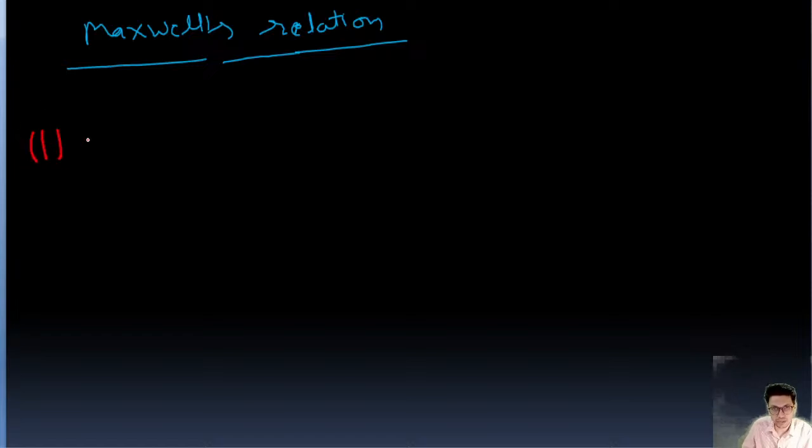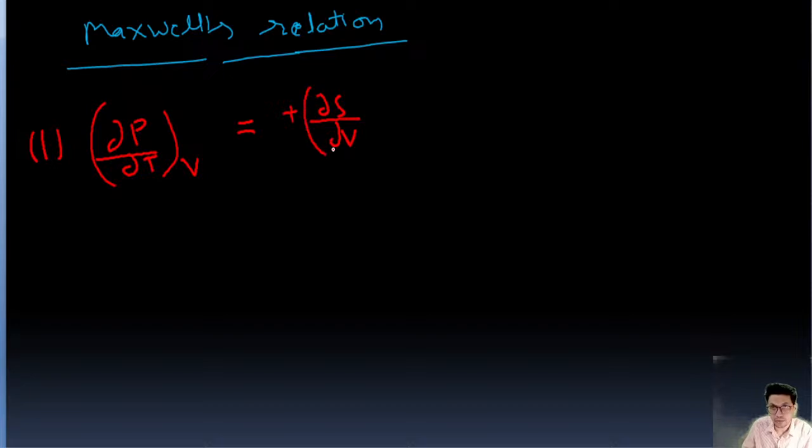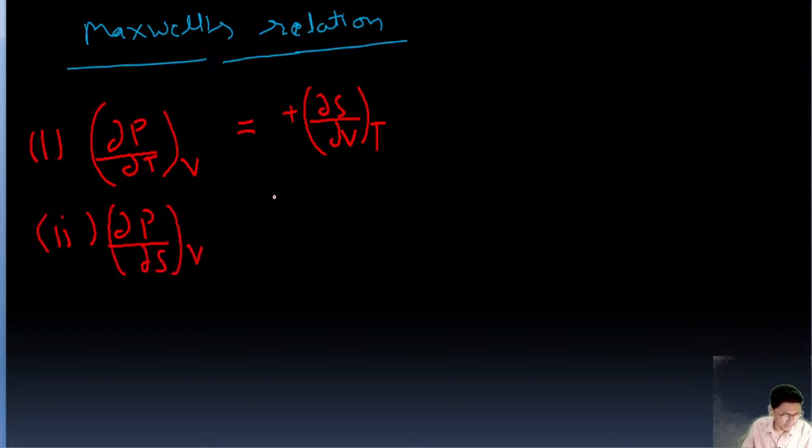First, del P over del T at constant V is equal to plus del S upon del V at constant T. Second, del P over del S at constant V is going to be minus del T over del V at constant S.